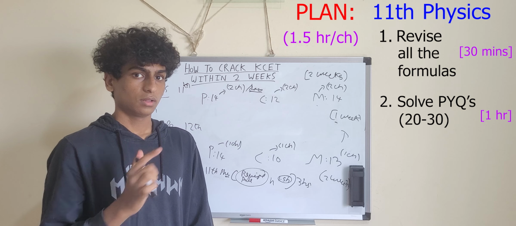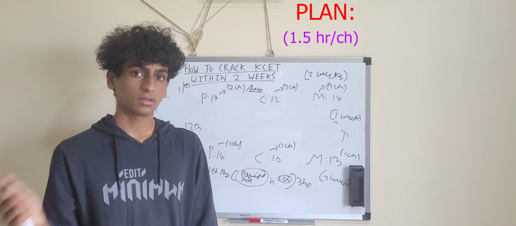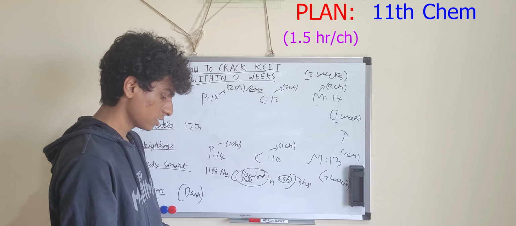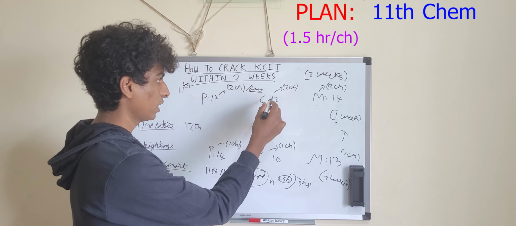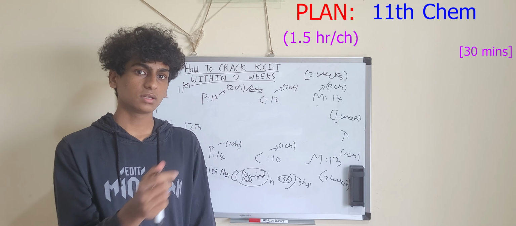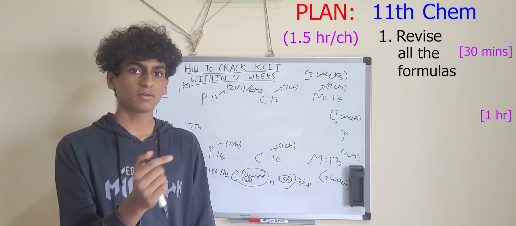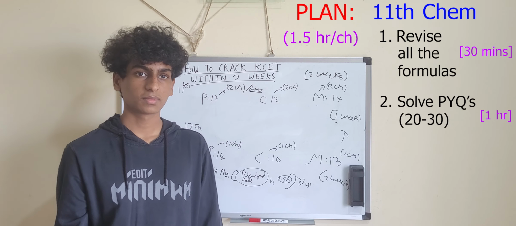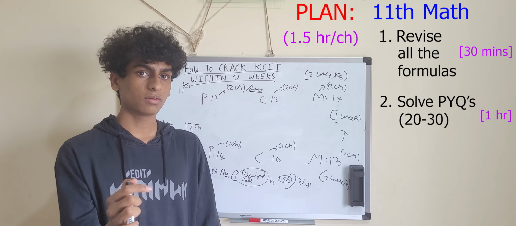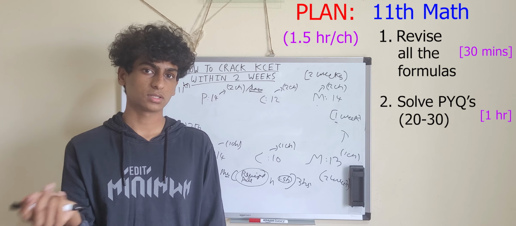Understood? Now that you're done with 3 hours of the day, how many hours are you still left with? 13 hours. Now comes the chemistry. With chemistry also, you need to do the same thing. Take 2 chapters. In those 2 chapters, first 30 minutes, you need to revise all the formulas, like write them down and revise. And next 1 hour, try solving 20 to 30 questions. With maths, that approach is even easier because you need to just write down the formulas for 2 chapters and then solve 30 questions, PYQs.